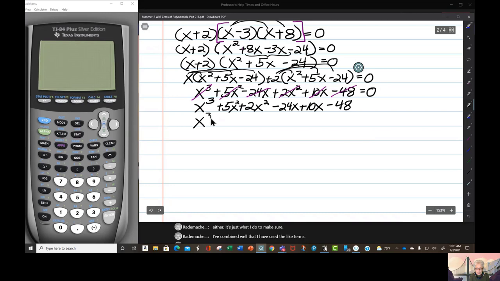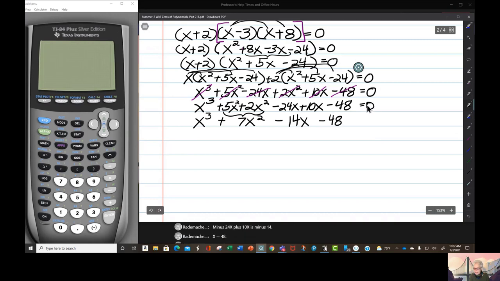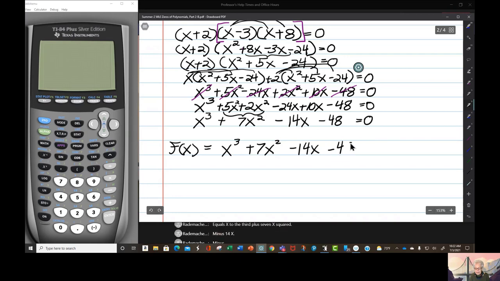Now, x to the third plus 7x squared, minus 24x plus 10x is minus 14x, minus 48. I should have written equals 0 up here and equals 0 down here. And now my next step is f of x equals x to the third plus 7x squared minus 14x minus 48.